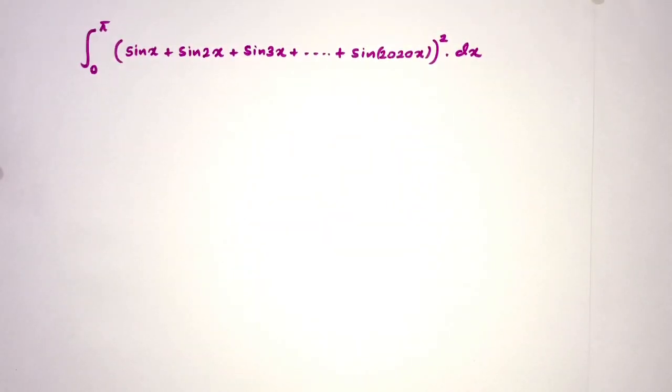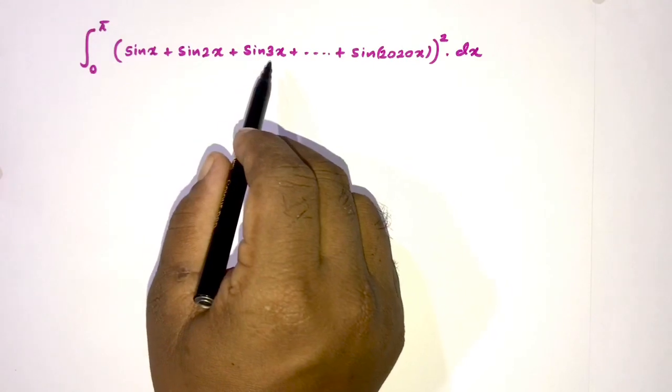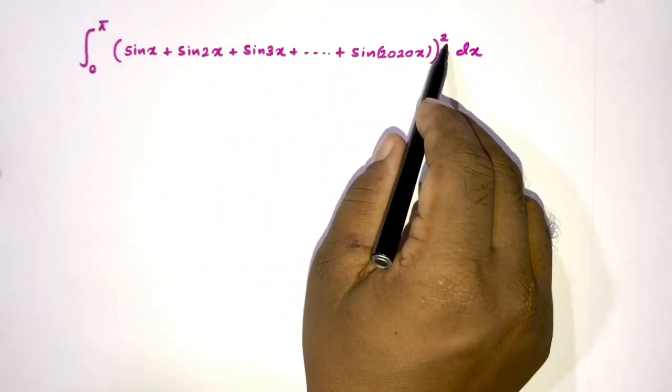In this video we are going to evaluate an interesting integral from 0 to pi of (sine of x plus sine of 2x plus sine of 3x plus and so on up to sine of 20 times x) squared.